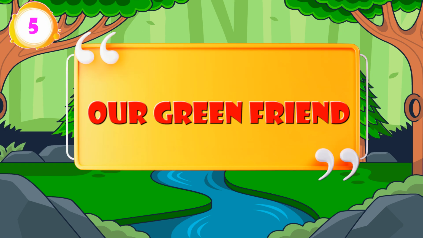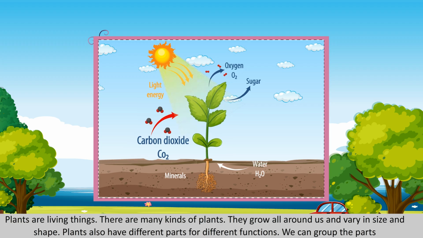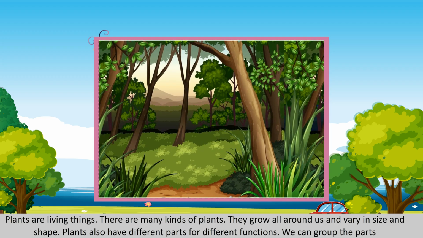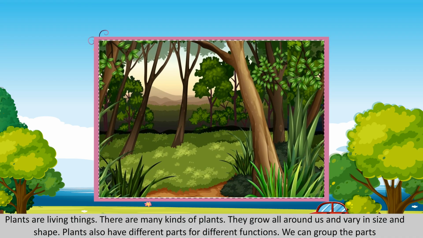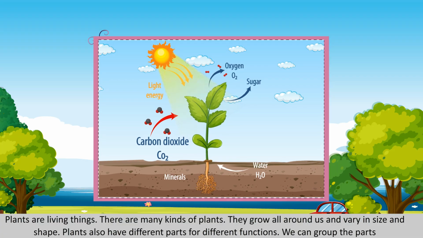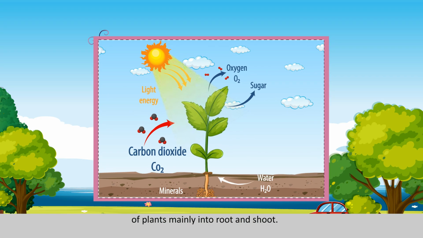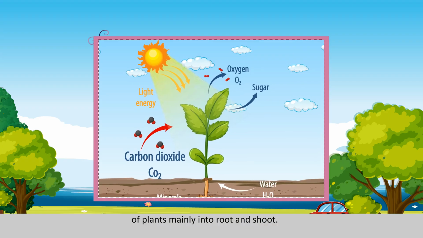Lesson 5. Our green friend. Plants are living things. There are many kinds of plants. They grow all around us and vary in size and shape. Plants also have different parts for different functions. We can group the parts of plants mainly into root and shoot.